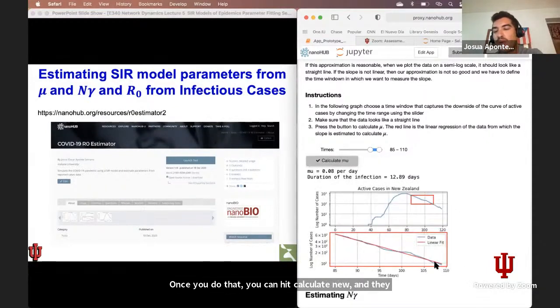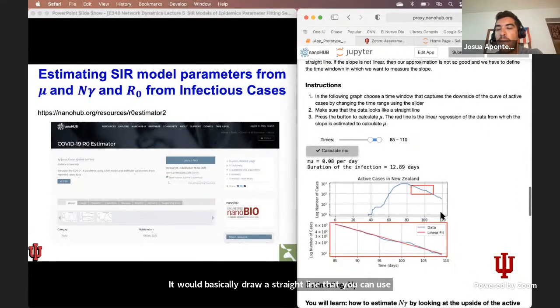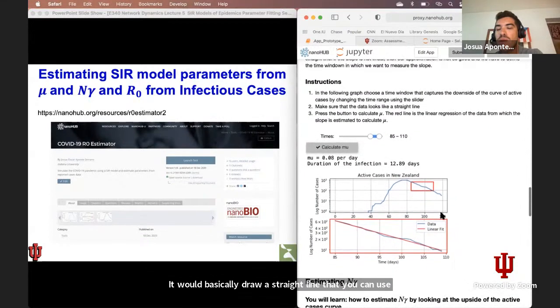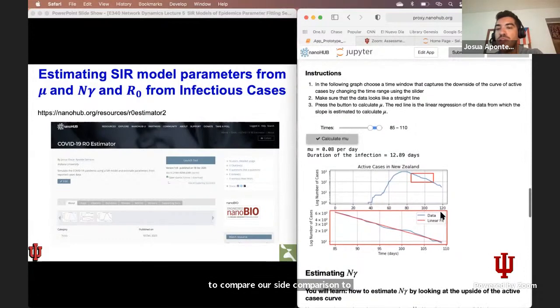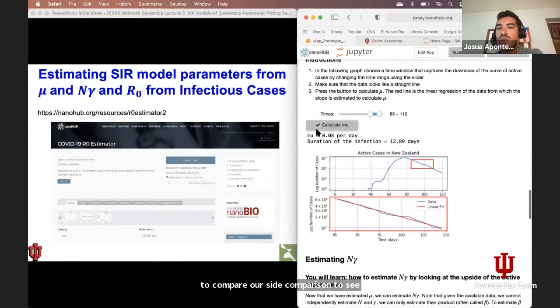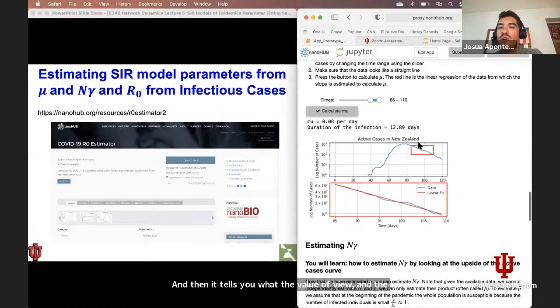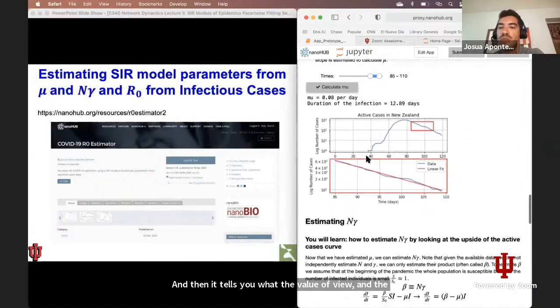Once you do that, you can hit calculate mu, and it will show you a straight line that you can use as a comparison to see how good your approximation was. And then it tells you what the value of mu and the duration of the infection, which is 1 over mu, is for that particular data.